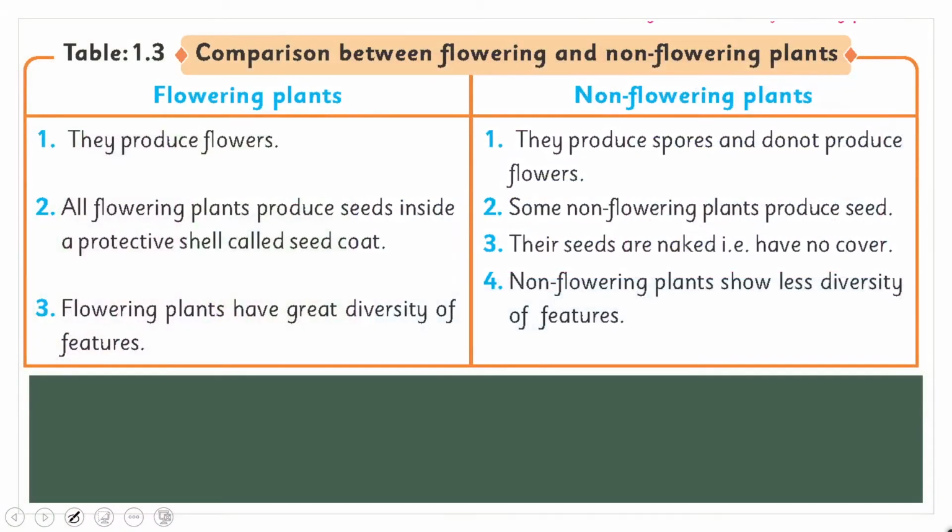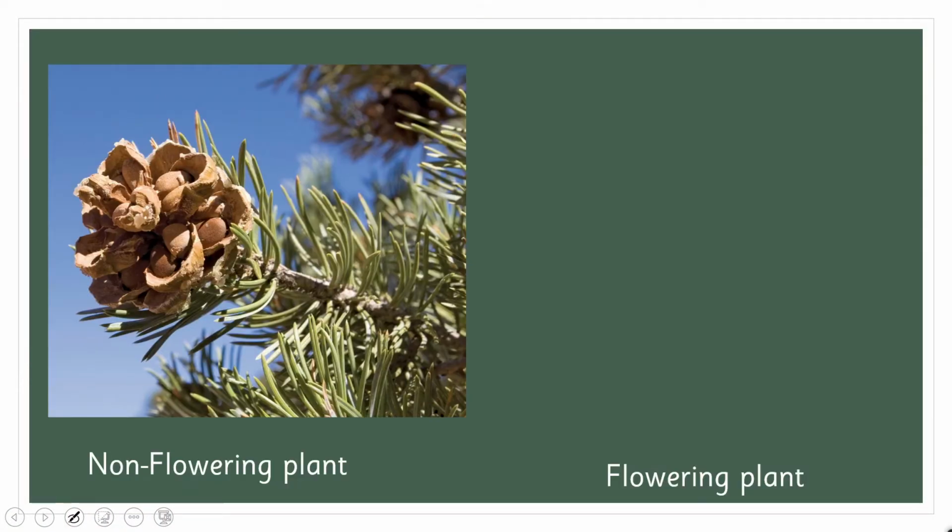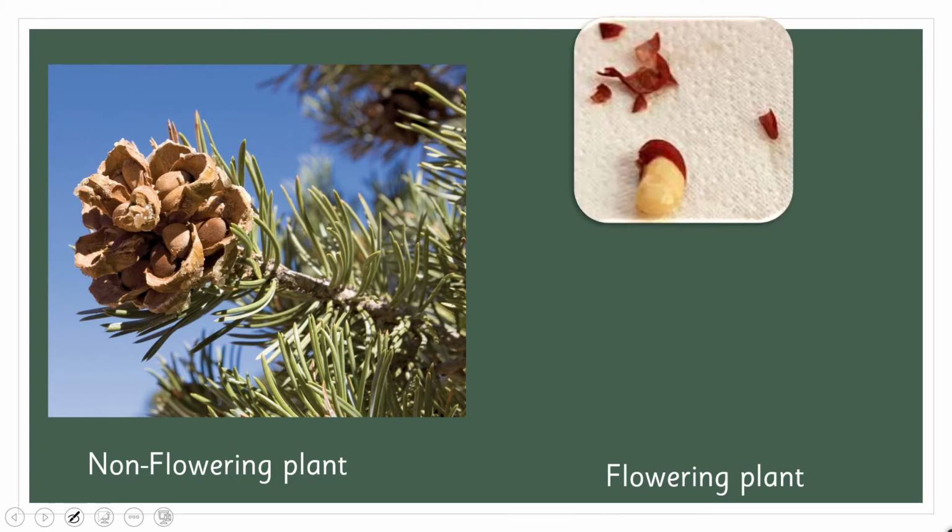So, the non-flowering plants that you can see here, these are seeds. This is a pine cone, inside which seeds grow, and its seeds are naked. That means they do not have a seed coat on them. Whereas the seeds of flowering plants have a protective seed coat on them.